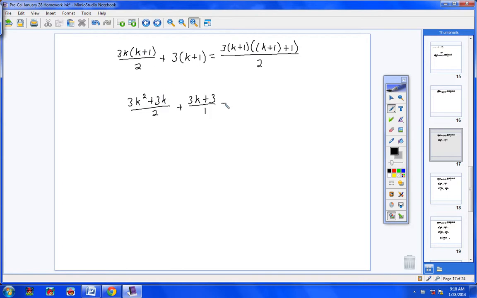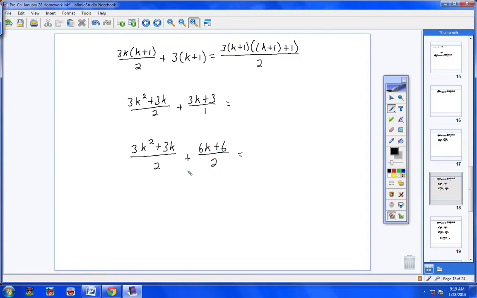Now what I'm going to do next is get a common denominator. Now a common denominator for 2 and 1 is 2. So I'm going to multiply the bottom of this fraction here by 2, but I must also multiply the top of this fraction by 2. And the reason I'm doing that is now my denominator will be 2. So I'm going to multiply the top of this fraction by 2, the bottom of the fraction by 2, multiply this 2 through. 2 times 1 is 2, 2 times 3k, 2 times 3, and you'll get this here. You will get 6k plus 6 all over 2.